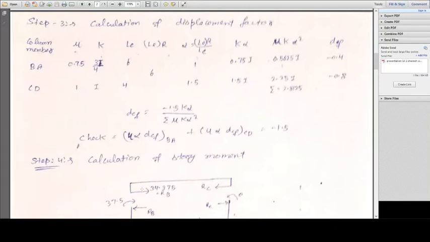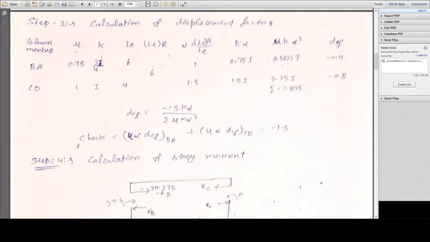For column BA, U is equal to 3 by 4, that is equal to 0.75, K is equal to 3 by 4, L is equal to 6, LE into R is equal to 6, alpha is equal to reference length of effective length, that is equal to 1, K alpha is equal to 0.75 into I, and U K alpha square is equal to 0.5625 I, and the displacement factor comes out to be minus 0.4. Similarly for column CD, it is calculated to be minus 0.8.